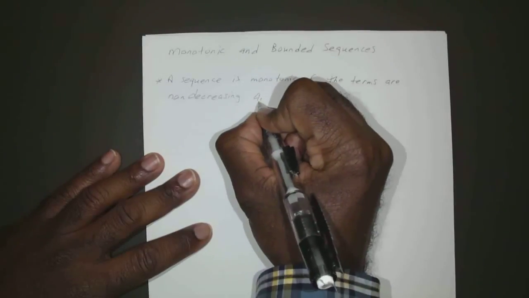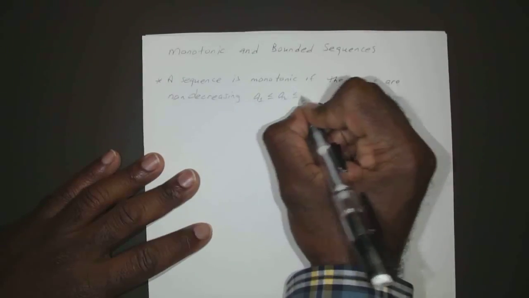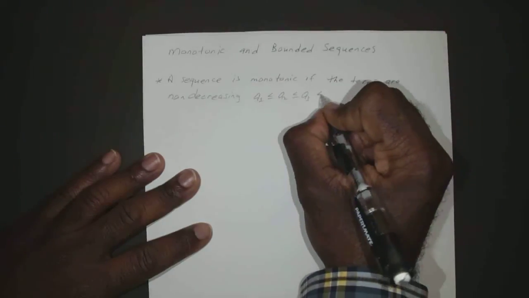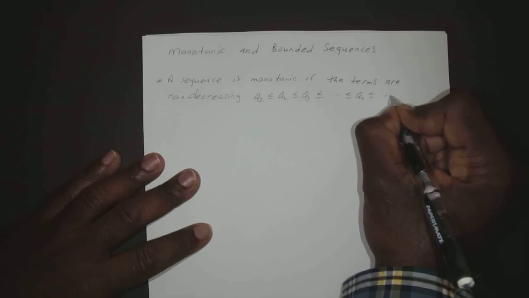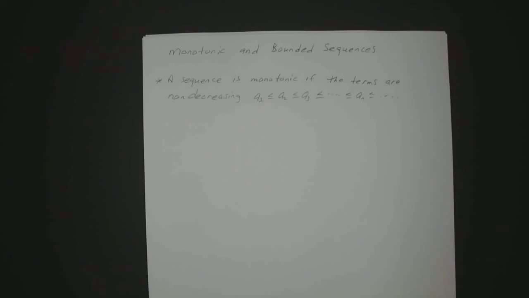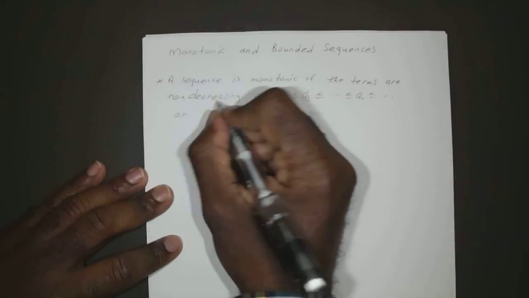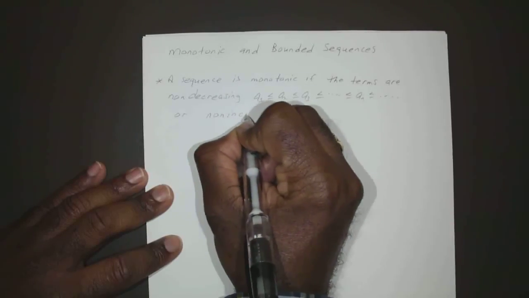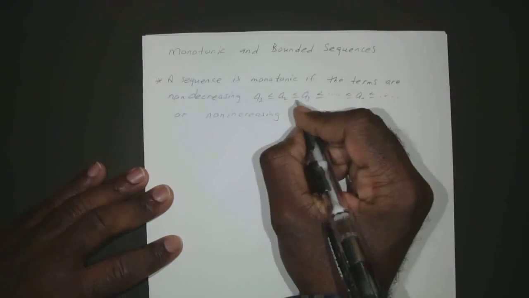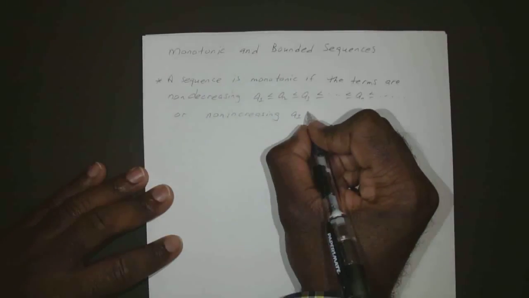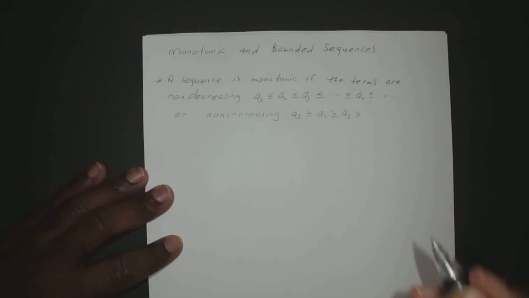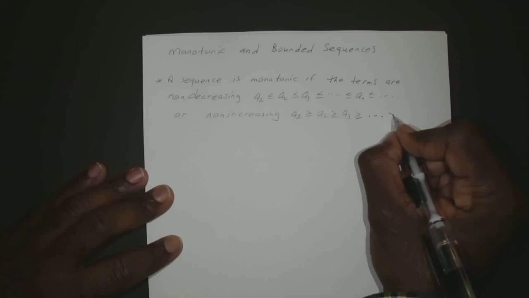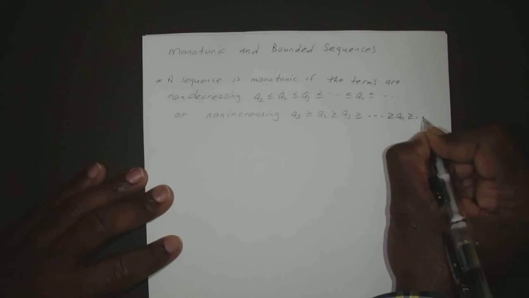which means that your A1 is less than or equal to your A2, less than or equal to your A3, all the way up to some A sub n, which goes all the way up to infinity. Or non-increasing, which means that your first term is greater than or equal to your second term, which is greater than or equal to your third term, which goes all the way to some nth term, which goes all the way to infinity.